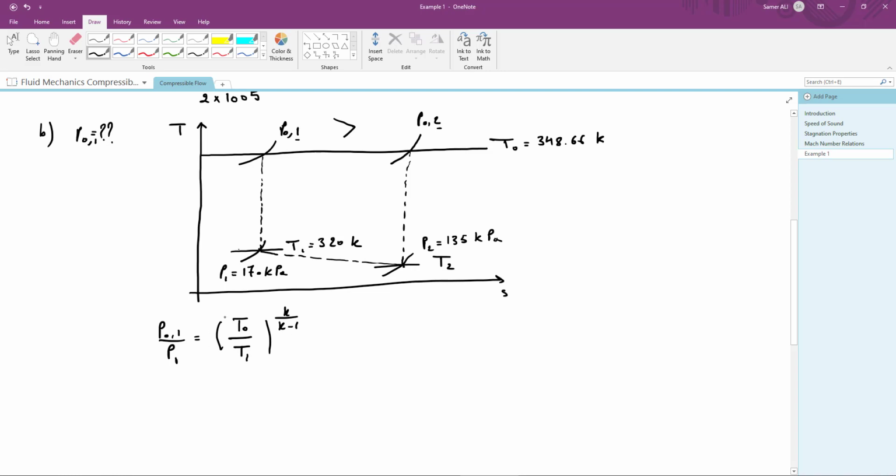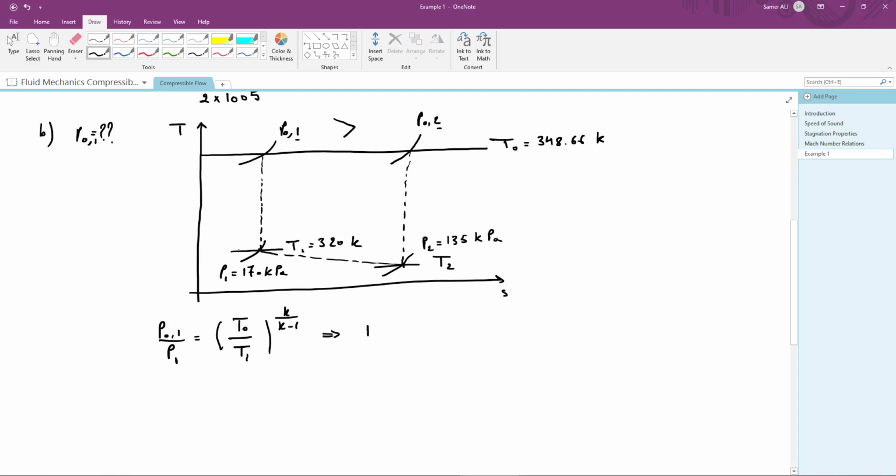And as we said, this equation is only valid for isentropic flow, and in fact here we're applying this equation between state 1 and state not 1, where the process is an isentropic process. Of course, you cannot apply this equation, for example, between state 1 and state 2, because from 1 to 2 we have an adiabatic process, however not an isentropic process, so a non-isentropic process.